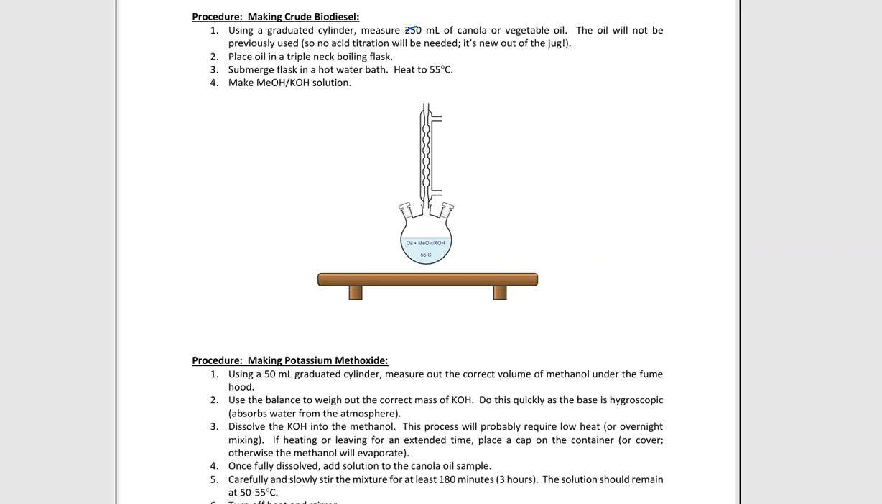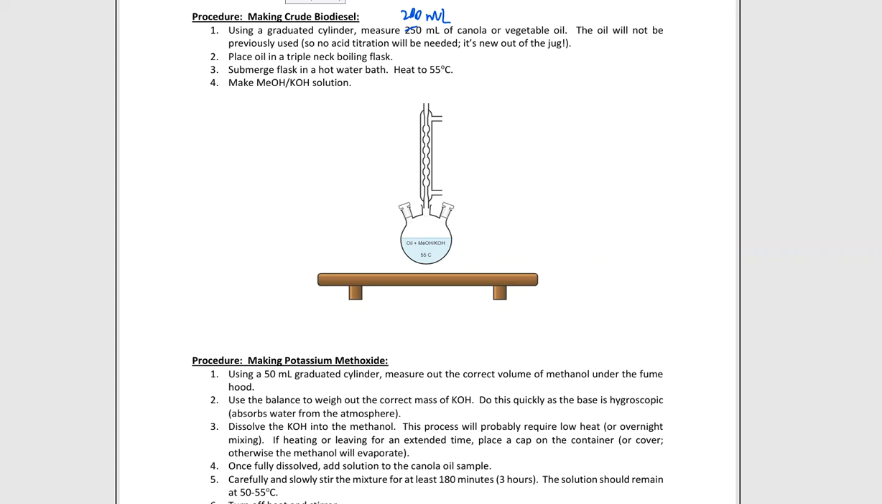This is a misprint. It's not 250 mils of canola oil. It's 200 milliliters of canola oil. That mistake could be fixed by the time you get a hold of the lab procedure. Maybe not because I'm lazy, but either way, 200 mils or even 250 mils would work. You'll just have a little bit of extra leftover oil that will not be converted, that will get cleaned out.